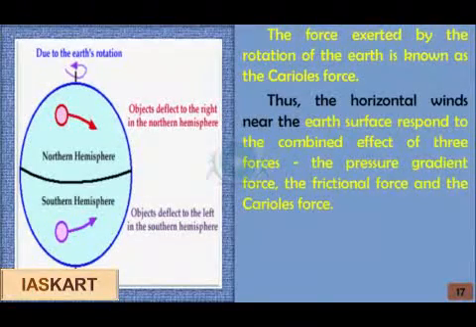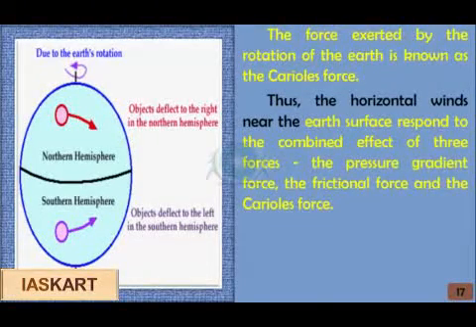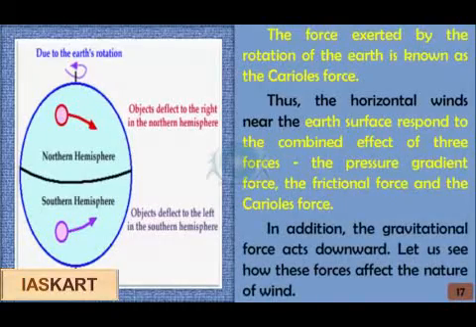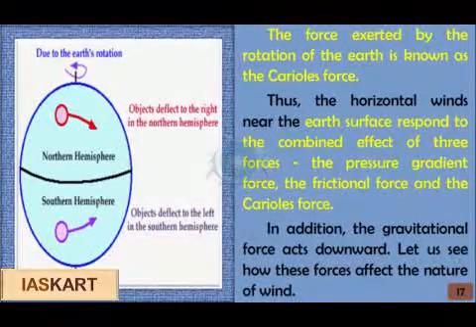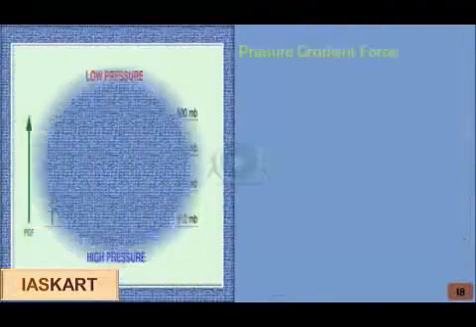Thus, the horizontal winds near the earth's surface respond to the combined effect of three forces: the pressure gradient force, the frictional force, and the Coriolis force. In addition, the gravitational force acts downward. Let us see how these forces affect the nature of the wind.